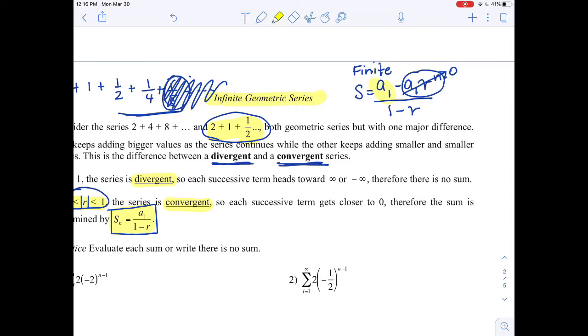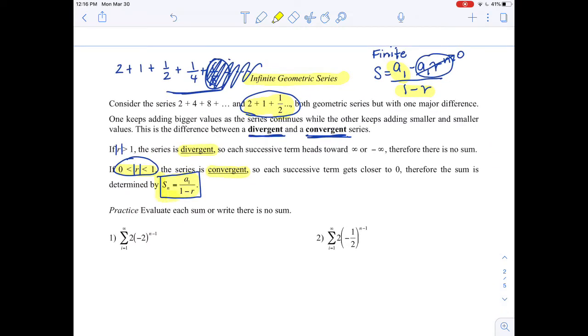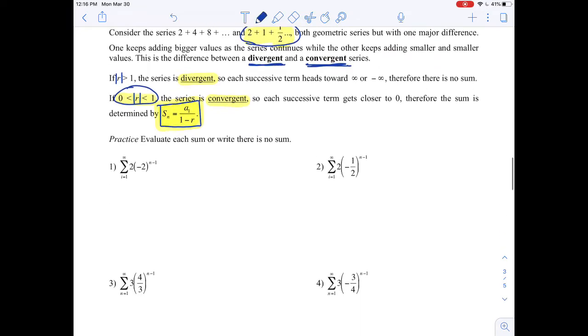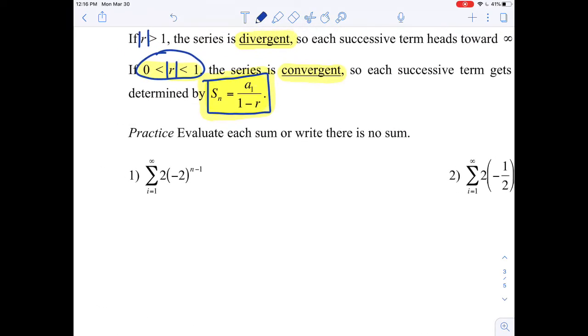Okay, to show you again the connection between the finite sum formula and what we're going to use today for the infinite sum formula. Keep in mind, once again, you're only using that formula if it's convergent. If it's divergent, then the answer is that there is no sum. So as you take a look at this first example, what you want to do is pull out the common ratio, which is going to come from the base of the exponential term.